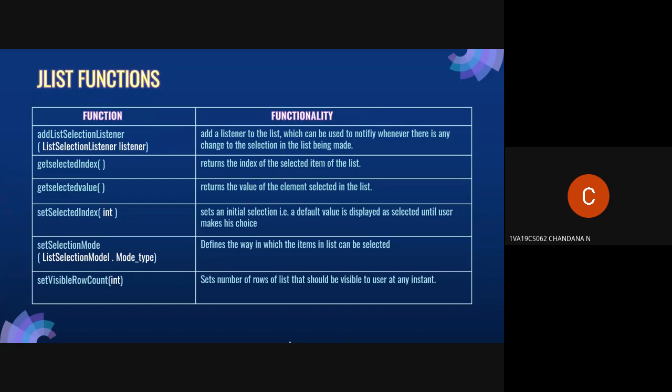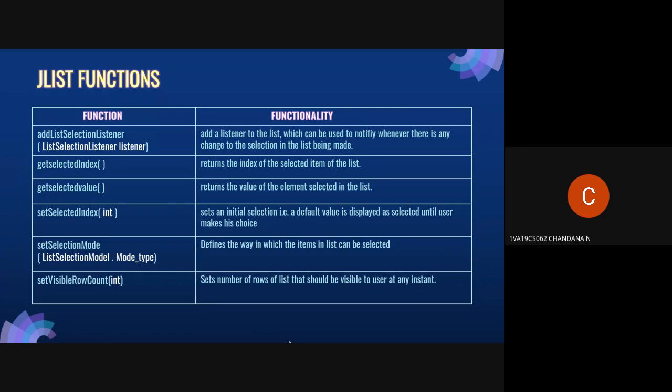The last one is set visible row count. This takes an integer parameter. Now, a list may have less than 10 elements, or it can even have 100 elements. We can't say. So if you have many elements, it is hard to display everything at once on the frame or the screen. So set visible row count will define the number of elements to be displayed at any instant of time. If I have 20 elements and my integer parameter is 4, then 4 elements will be displayed at once, and you will inscribe it in the JScrollPane. So as you scroll down, the rest of the elements will be visible.